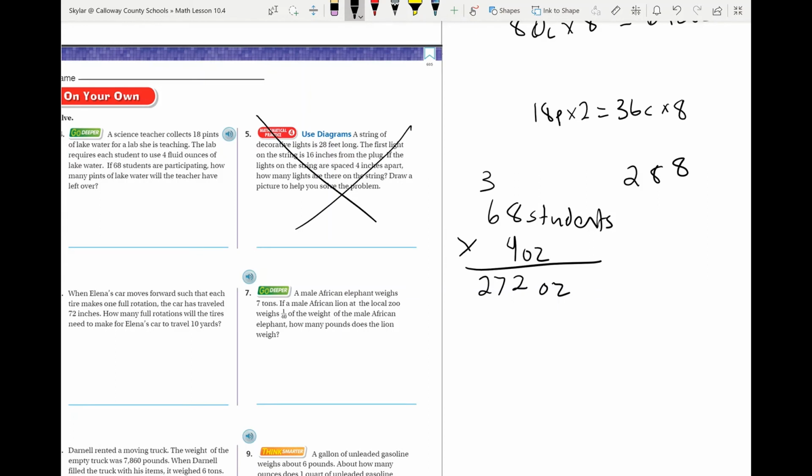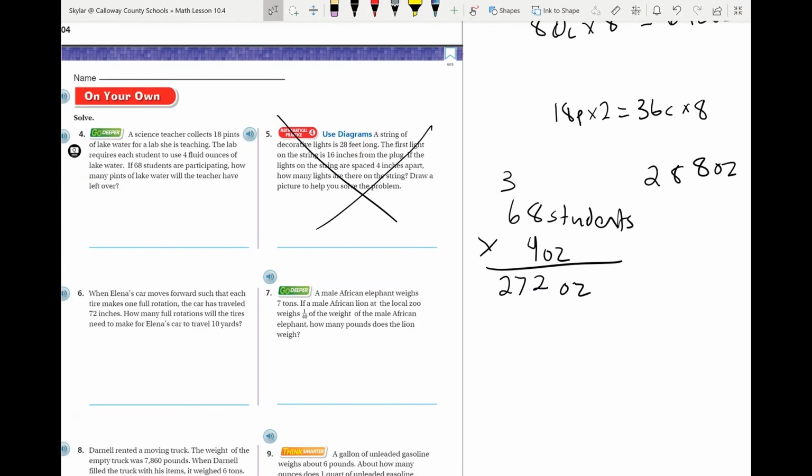So 288 ounces. If you have 288 ounces and you're subtracting 272 because that's how much you're using, you're trying to find out how much you have left over. Minus 272. And that will leave you with 16 ounces.